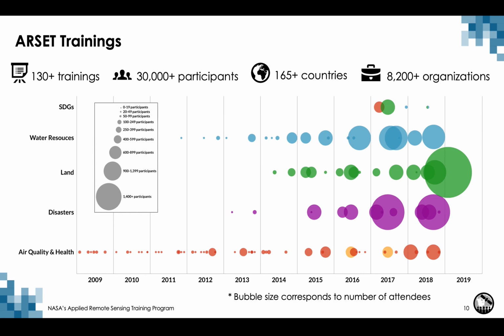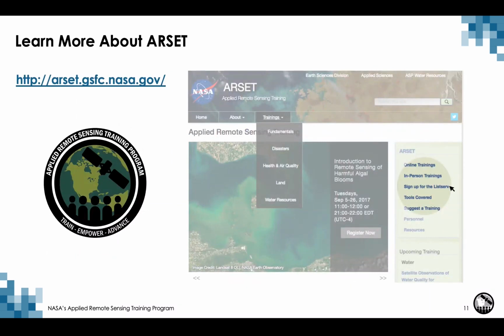There's been a marked increase in the number of participants over the past 5 years. And regardless if this is your first training or your 10th, we thank all who participate in our webinars to learn more about how NASA Earth observations and Earth science can be used for better decision making. To learn more about ARSET, please visit our website where you have access to all the previous trainings and materials.